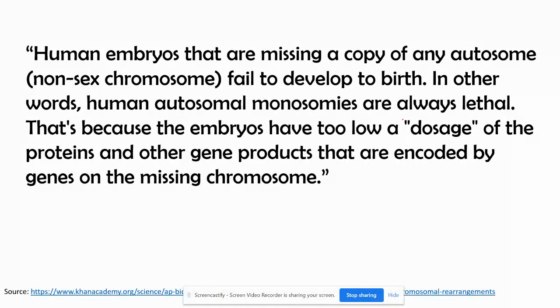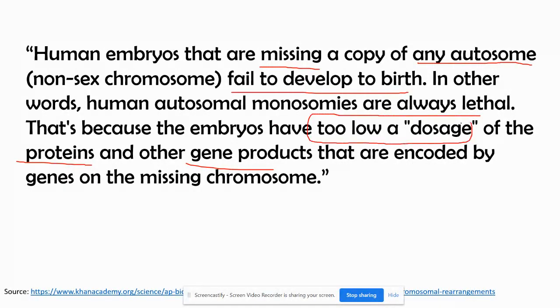Now, generally speaking, human embryos that are missing a copy of any autosomal chromosome will fail to develop. So sometimes if a female experiences a miscarriage, it could be the result of non-disjunction and missing one of the chromosomes. If we remember, our chromosomes carry our genes, and our genes code for proteins. So by missing a whole chromosome, it may lead to too low a dosage of a particular protein, which leads to errors during development.